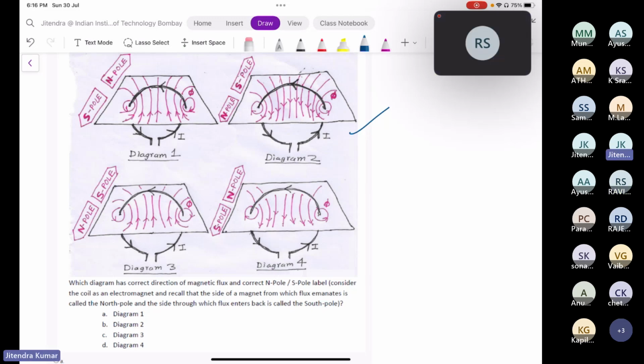Here, if you see the flux direction, it is coming out of the South Pole and entering the North Pole. And that is correct. Another criterion it should follow is the direction of current. If the direction of current at this point is upward, you place the thumb in that direction, and if the direction of flux follows the same direction, then both conditions are met and our option should be correct. Am I right?